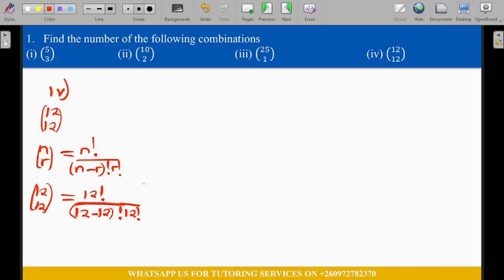So now let's evaluate this. We have 12 factorial for our numerator. For the denominator, 12 minus 12 gives 0, so we have 0 factorial, then 12 factorial. Now 12 factorial and 12 factorial cancel. So on top we have 1 for the numerator over 0 factorial, which by property is 1. So 1 divided by 1 gives 1, the answer.